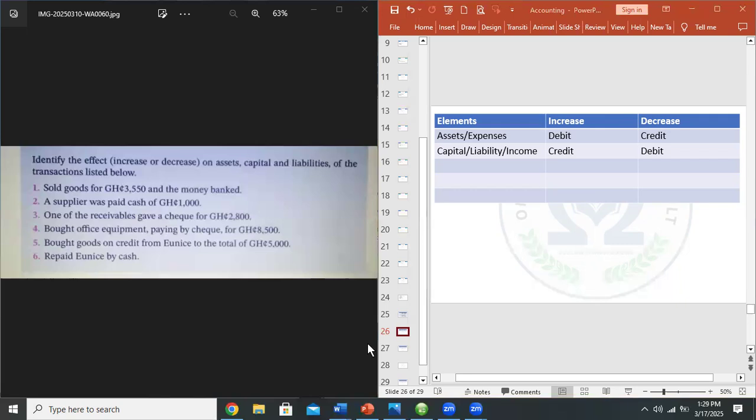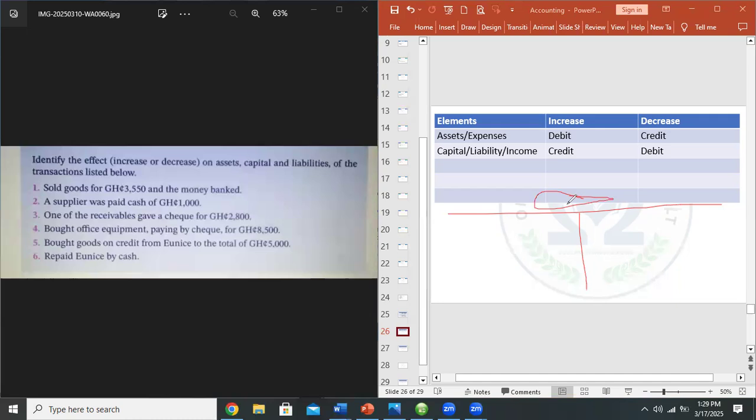So let me draw the T here. So the account looks like a T, like this. Normally you have the name of the account or the title here. Okay. So if it is land, you write land. If it is building, building. If it is cash, you write cash.